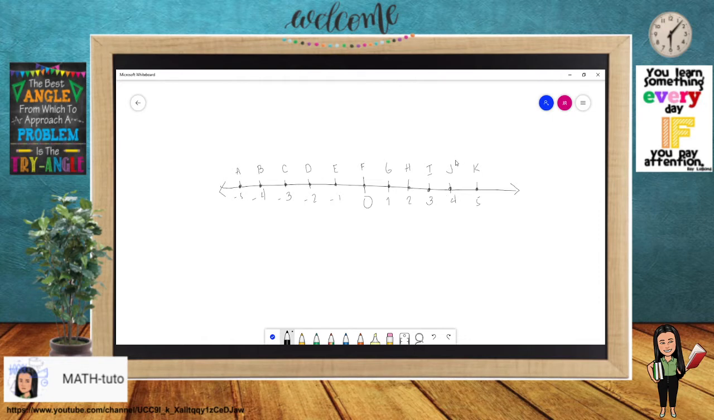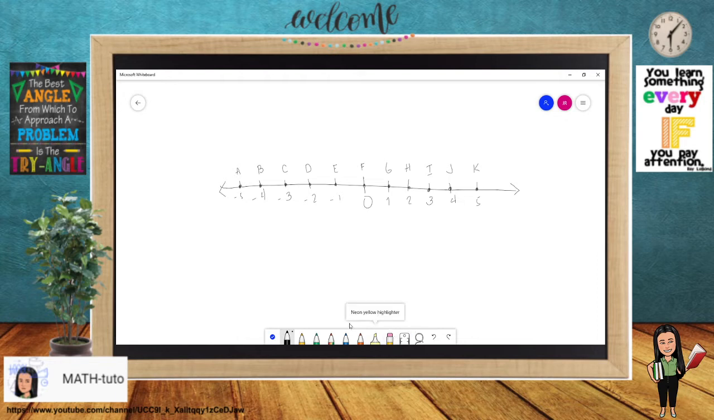And every real number can be made to correspond to a point, and we call that point coordinate. For example, what is the coordinate of B? It is negative 4. What is the coordinate of D? It is negative 2. Okay?